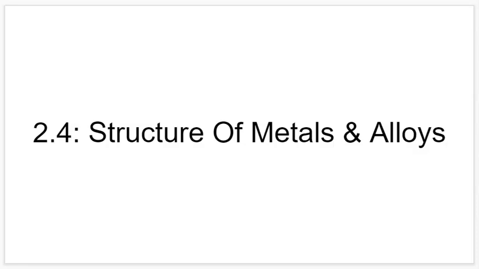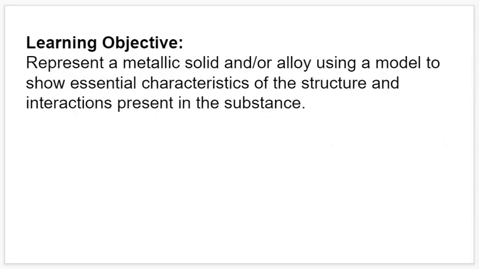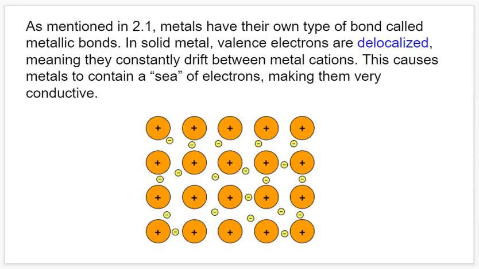We're now at section 2.4 on the structure of metals and alloys. Our learning objective for this one is to represent a metallic solid and/or alloy using a model to show essential characteristics of the structure and interactions present in the substance.